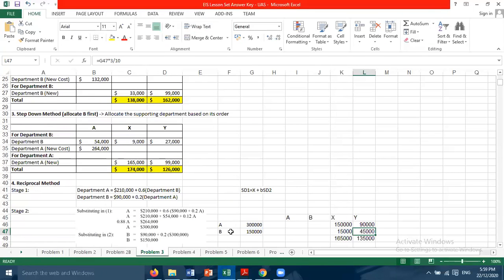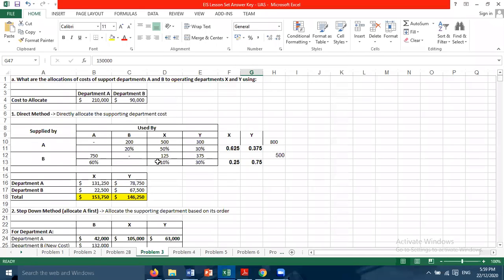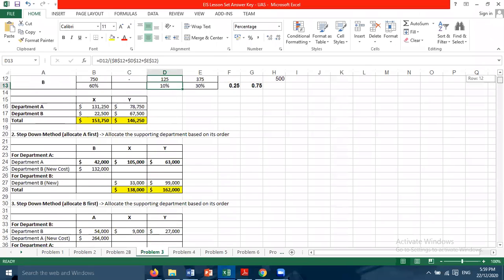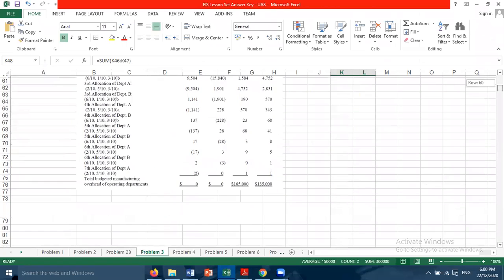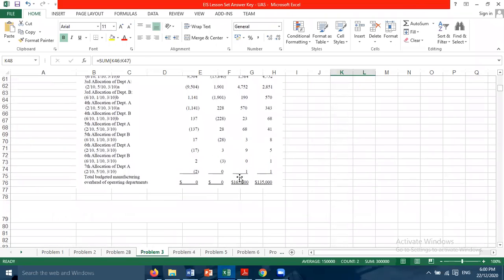Then the same goes for B. All we need to do is allocate this to X and Y based on the normal weightings. So 150,000 times 10%, since X uses 10% of work done from B, is 15,000, and 30% times 150,000 to get Y. And then we sum it up and we'll get the answers as well. So as you can see, this method gets the same answer, or an equivalent answer, to the one before.